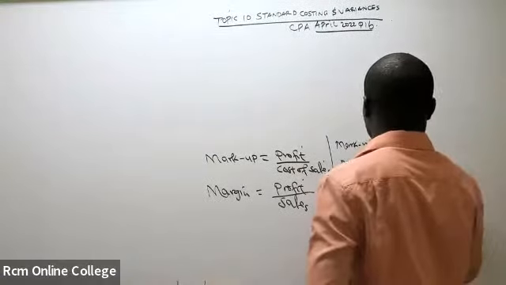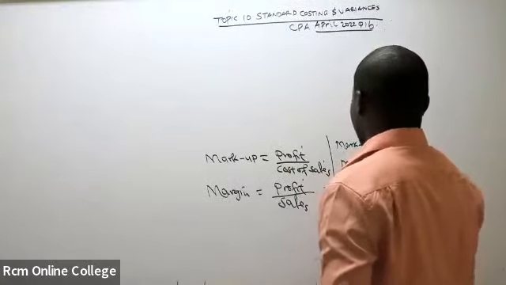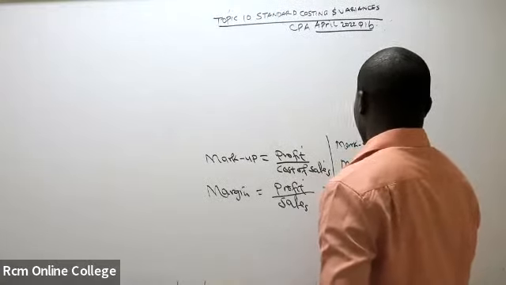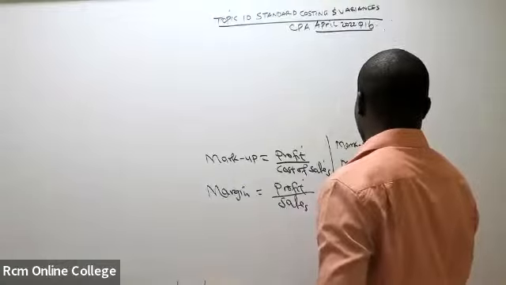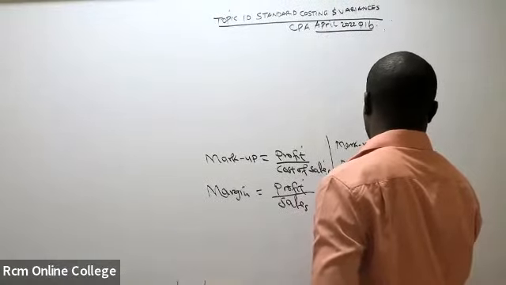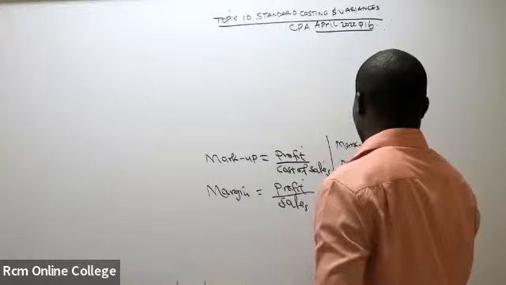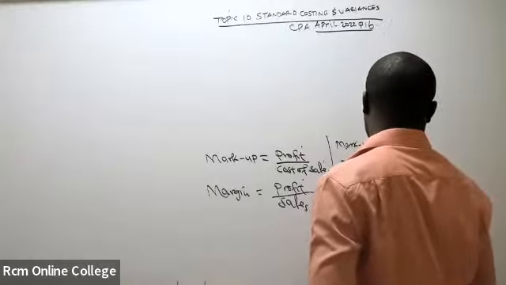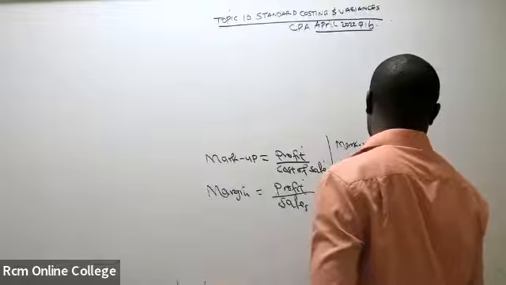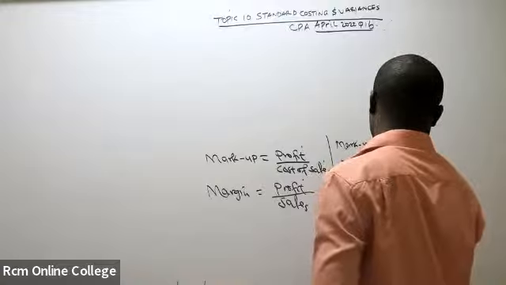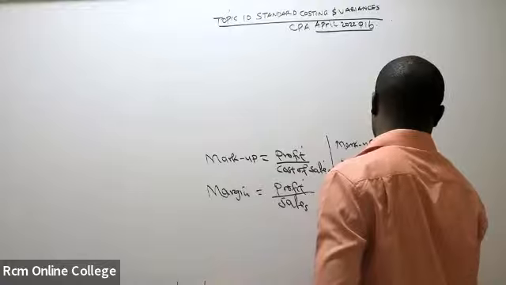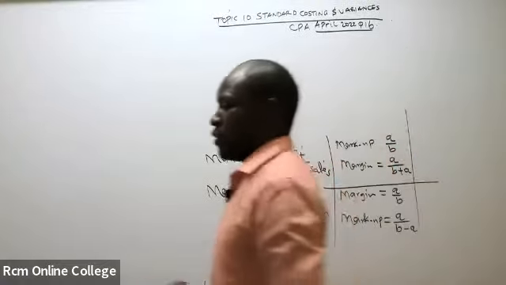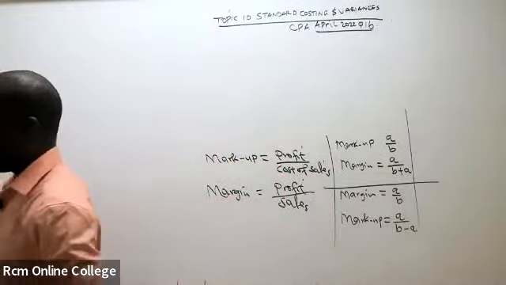If I want to get back to markup and I have been given margin as A over B, then my markup must have a lower denominator, so it will be equal to A over B minus A.